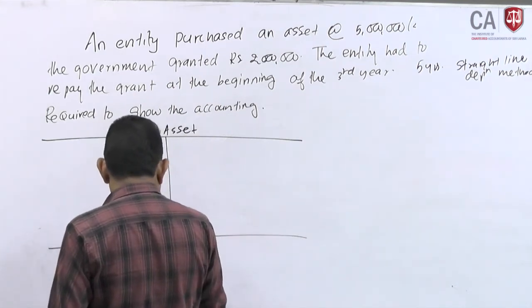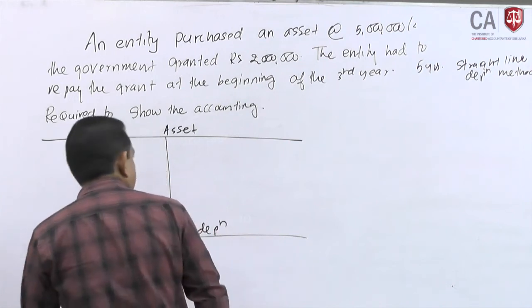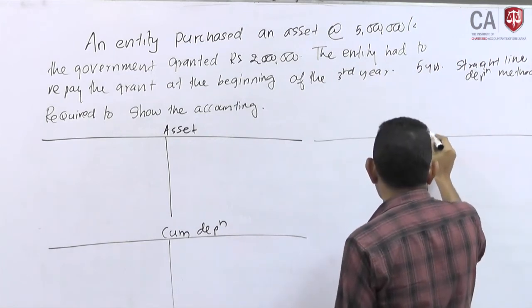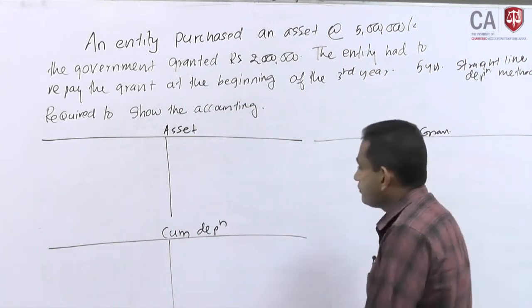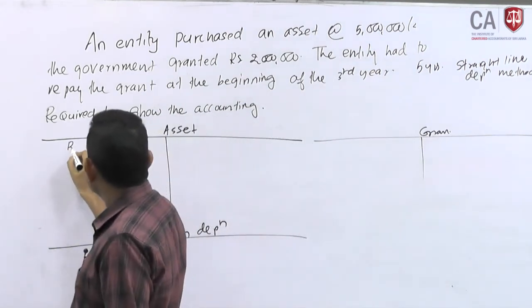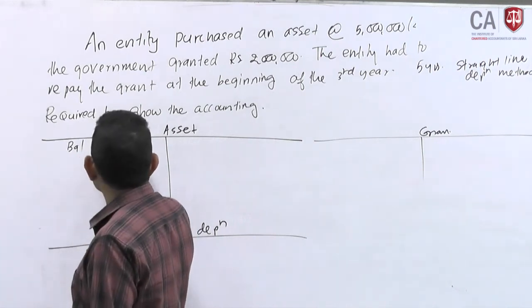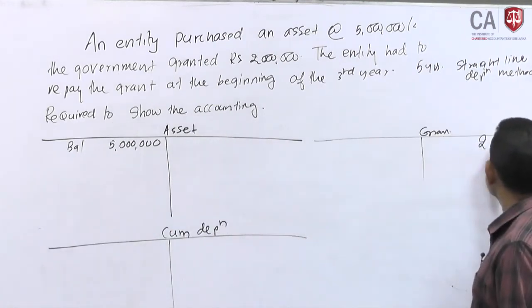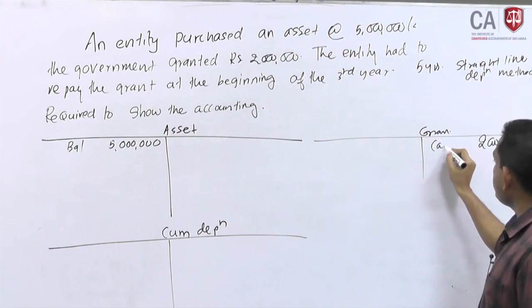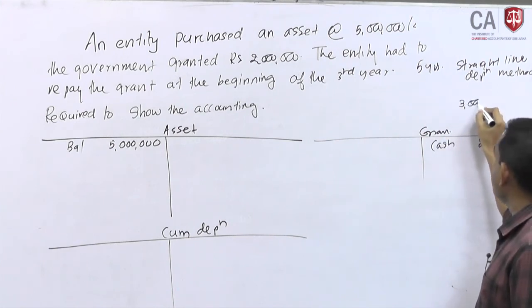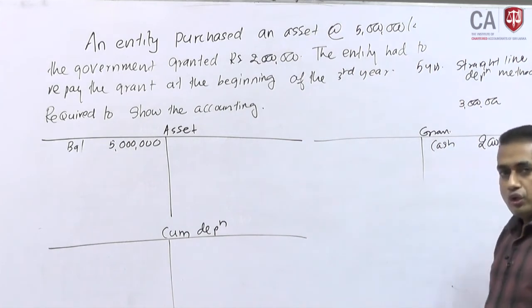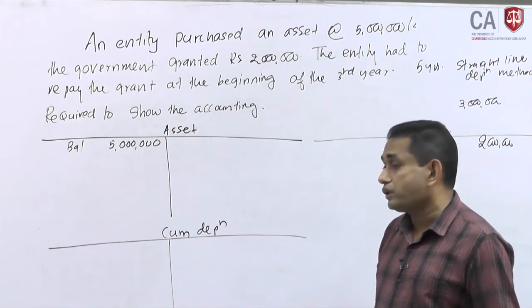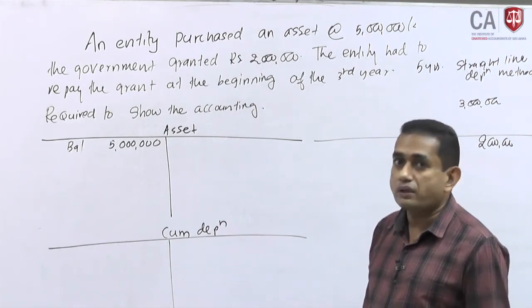Cumulative depreciation. And the grant would have been taken elsewhere to a separate account, and this is shown as a deduction from the asset. Asset value balance is 5 million, grant is 2 million. As you present it in the statement of financial position, the asset value has to be 3 million, which is a different story. Why is it important? Because as you start depreciating the asset, it is not based on the original cost of 5 million rupees, that would have been on 3 million rupees.